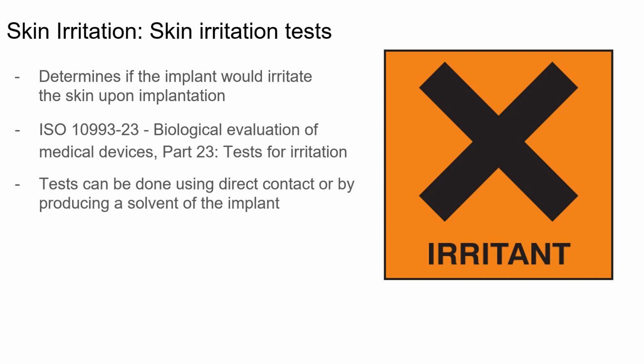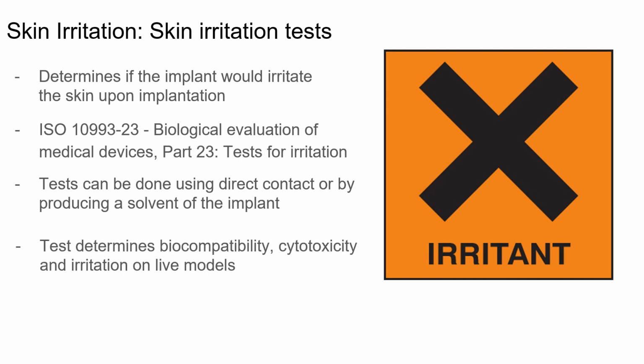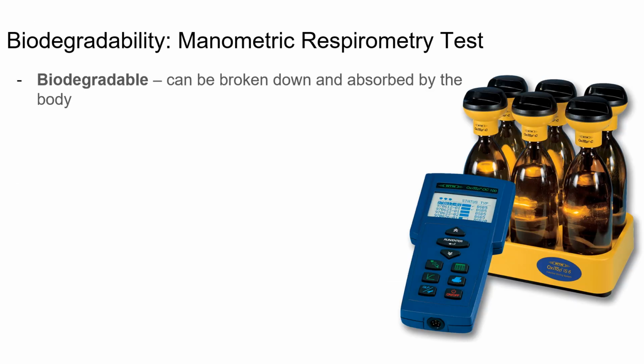The graft or its extracts are applied to human or rabbit skin models and monitored for irritation. This test is vital to check for biocompatibility, and alginate hydrogels are known to be non-irritating. The biodegradability of the alginate hydrogels can be evaluated using another set of protocols, specifically for manometric respirometry.